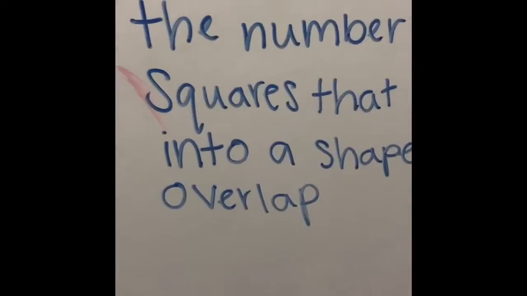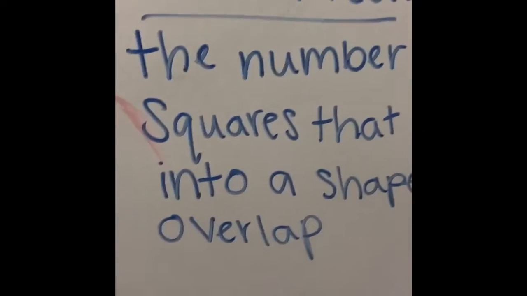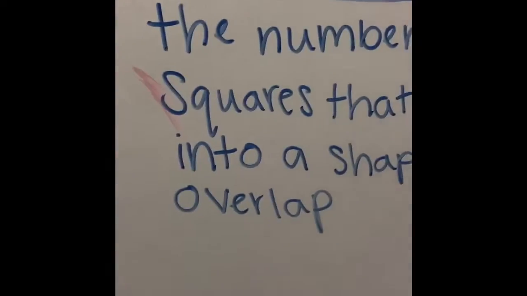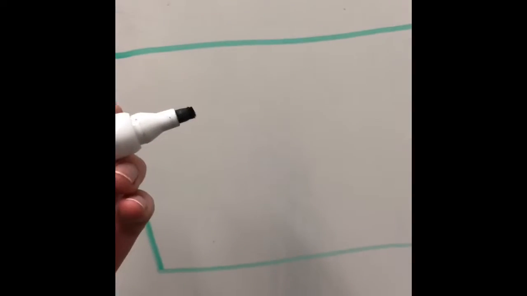So first we want to point out the definition of area, which is the number of 1 by 1 squares that are able to fit into a shape with no overlap. So as you can see here, I just made a rectangle first because we want to count the amount of squares that are able to fit.